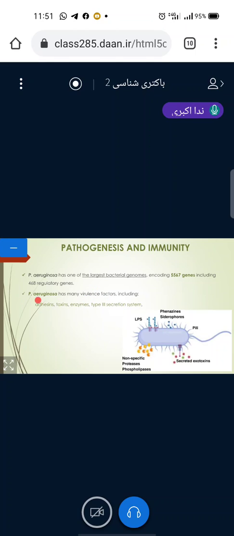You can see here, Pseudomonas aeruginosa has many virulence factors, including adhesins, pili, flagella, LPS, toxins, enzymes, and the type 3 secretion system, which we will speak about in detail in the next slide.